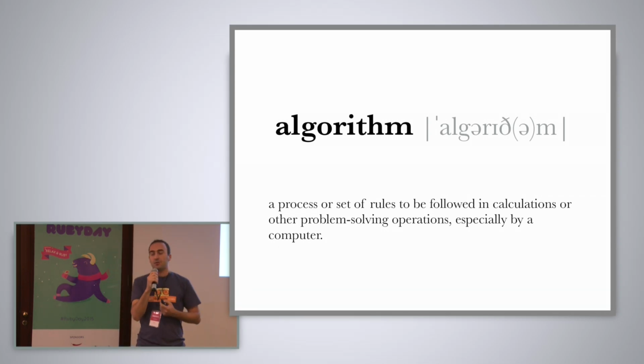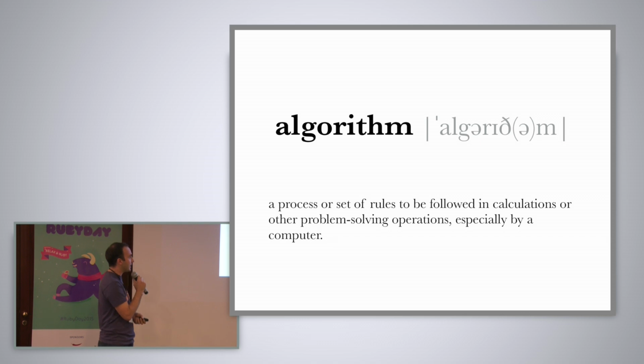It is worth starting by defining what an algorithm is. One of the definitions of algorithm is a process, or even better, that's what I like, a set of rules to be followed in calculation or other problem-solving operation, especially by a computer. So there's a close connection between algorithm and computer, of course.